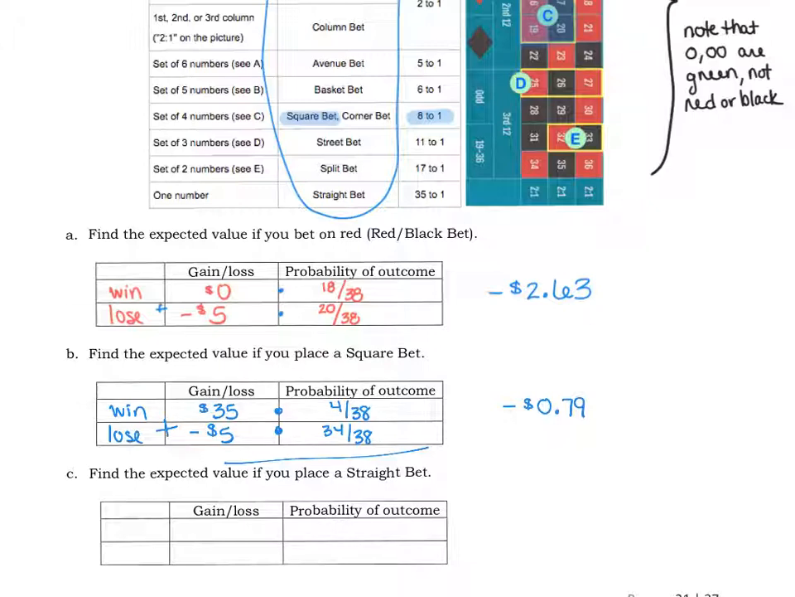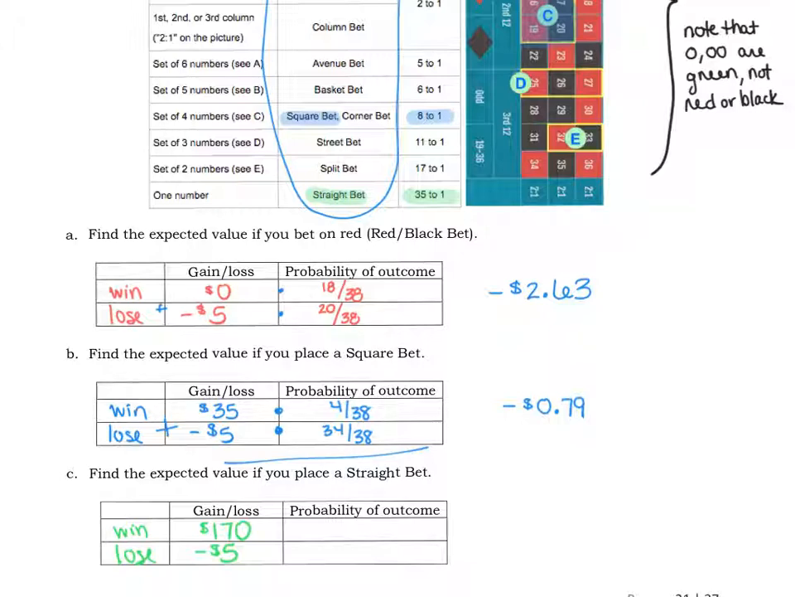All right, and the last one we're going to look at is a straight bet way down here at the bottom of the chart. And this is the one that everybody often tries to go for because it has the biggest payout, 35-1. So if you win, you're going to get paid 35 times your $5, which is $175. Again, $170 of that is going to be your gain. If you lose, you're going to lose your $5.